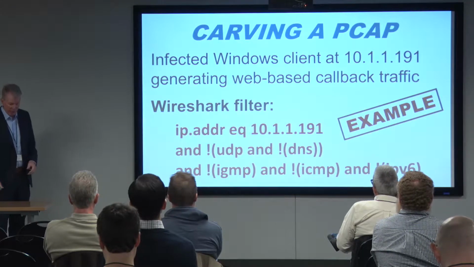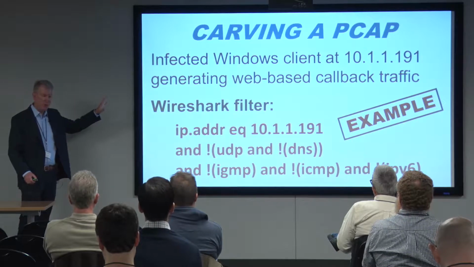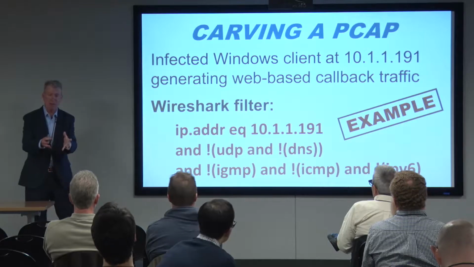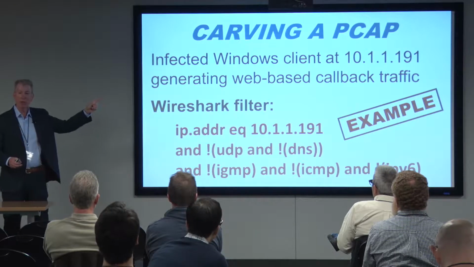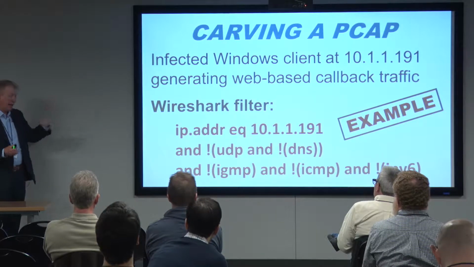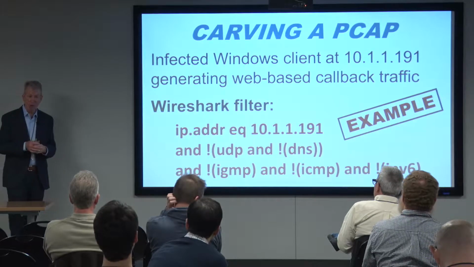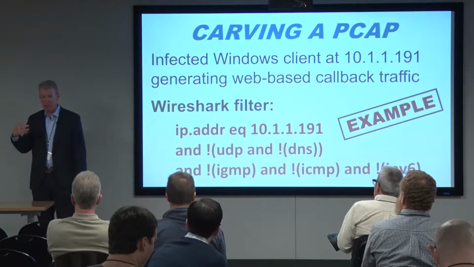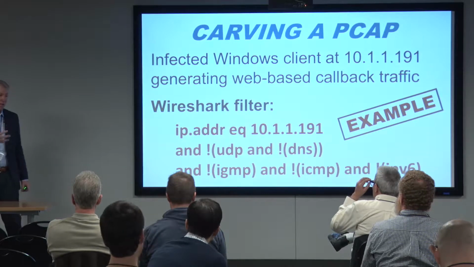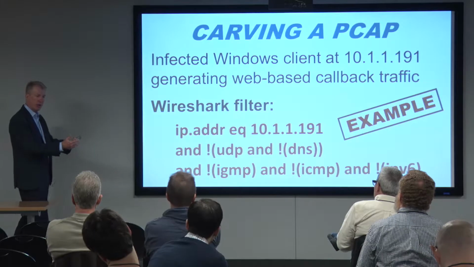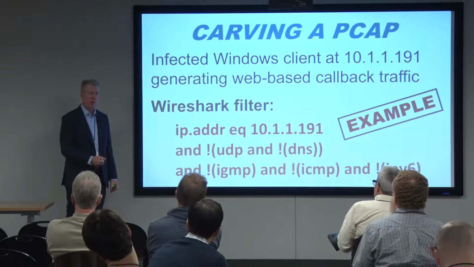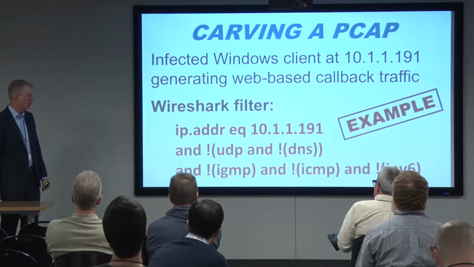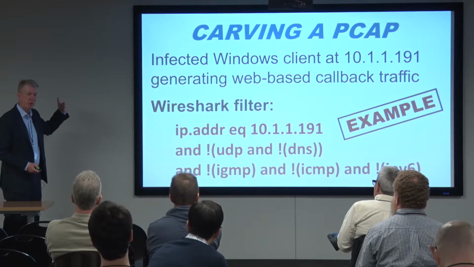But if I have a PCAP and I've got an infection, and let's say, for example, I'm recording on my Windows client that I'm infecting at 10.1.1.191, and I know this particular piece of malware is just generating web-based callback traffic, that means anything else in this PCAP that could indicate characteristics of my internal network, I'm going to get rid of. So any NBNS traffic, any SMB traffic, anything unique to Windows that's not related to the infection, I'm going to filter out.